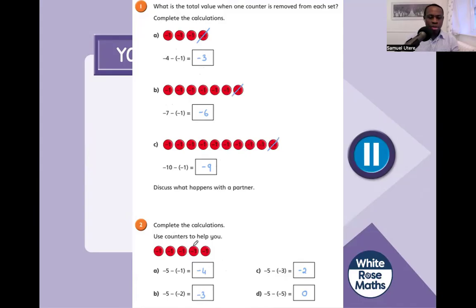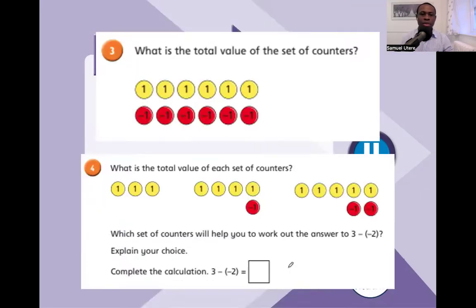And then here you ask question 2, complete the calculations, use counters to help you. So using what we've learned just now, these 2 negatives will be positive. So it's the same thing as saying -5 add 1, which would be -4. This one is the same thing as saying -5 add 2. Because these 2 negatives will become positive, that will be -5 add 2, which is -3. All right, let's move on. Pause the video and answer questions 3 and 4 in 2 minutes.